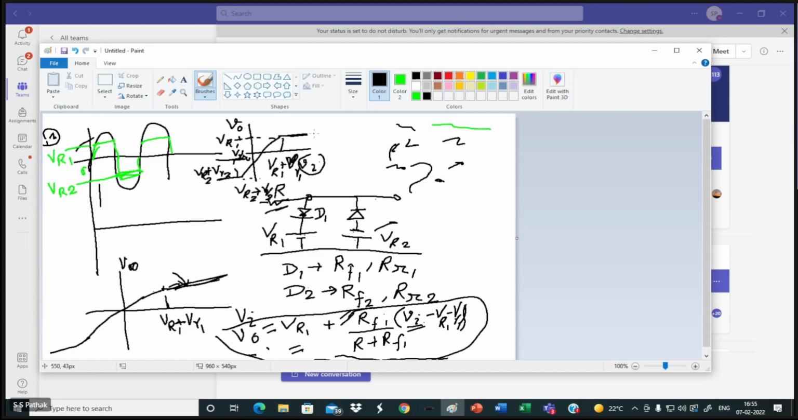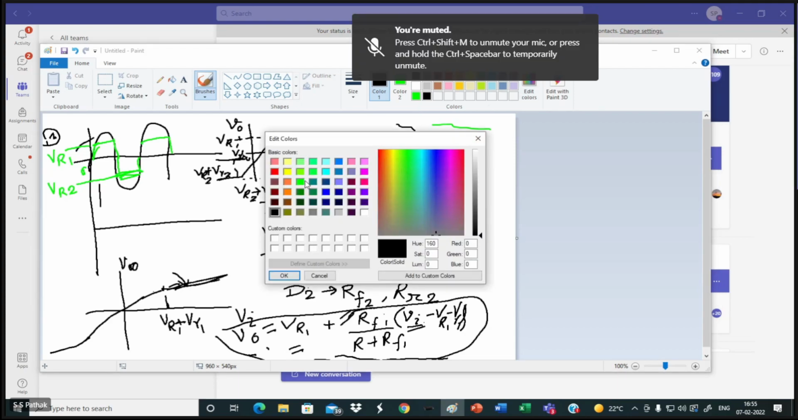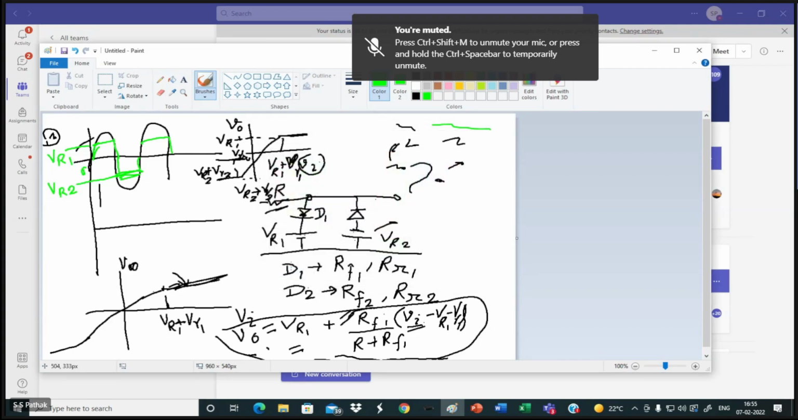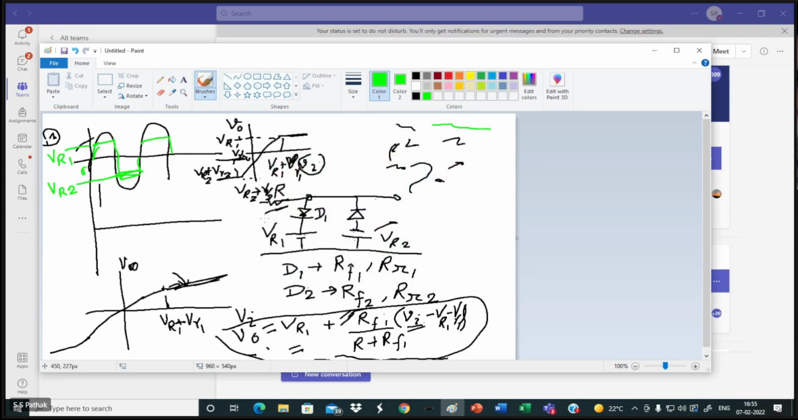I'll take help of the green color now. Edit color. Here, where is it gone? Here. Okay. So the lower portion here, this one now I'm writing. It's gone there. Not seen. This portion I'm talking. Okay.